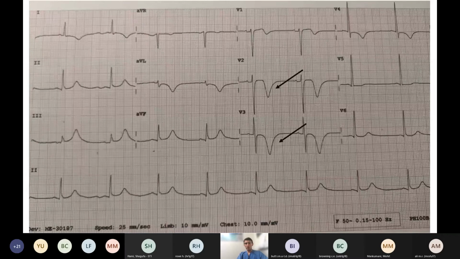Here is another very good example of a thing we call Wellens syndrome. Wellens syndrome has very deep T wave inversion through V2, V3, V4, and often progresses all the way through to V5 and V6 as well.